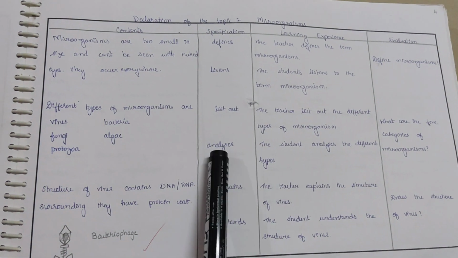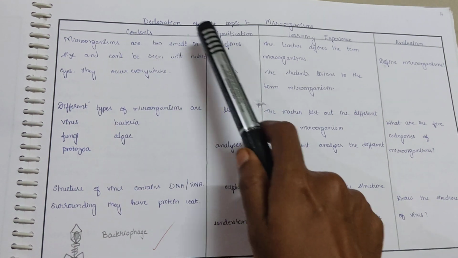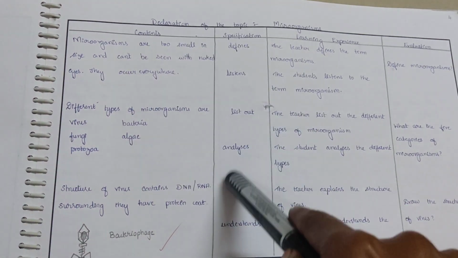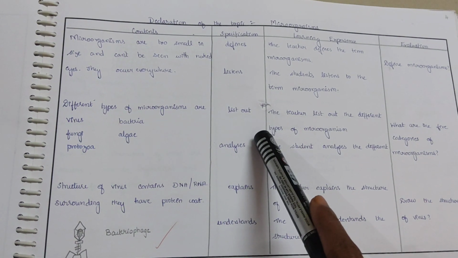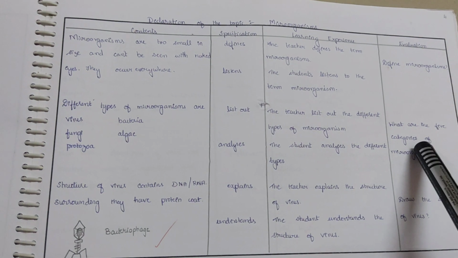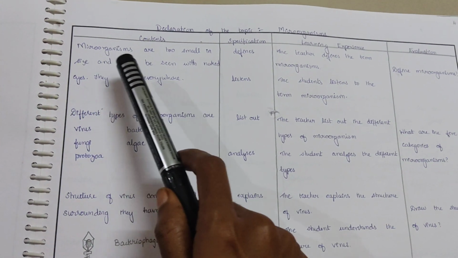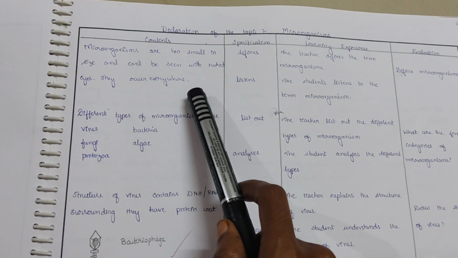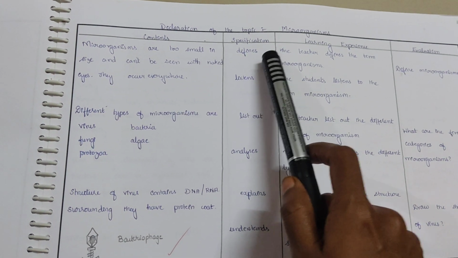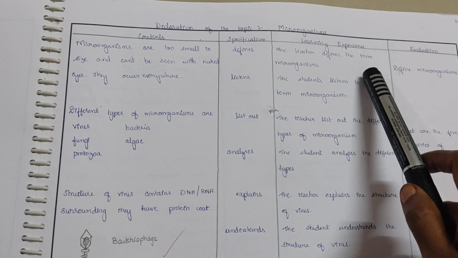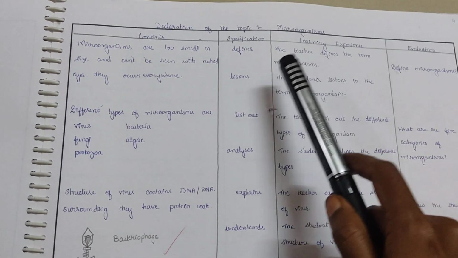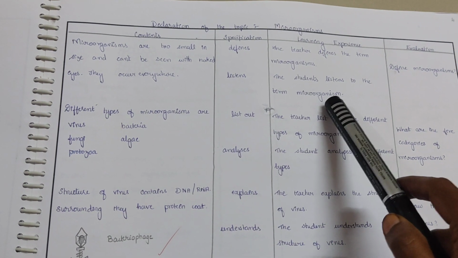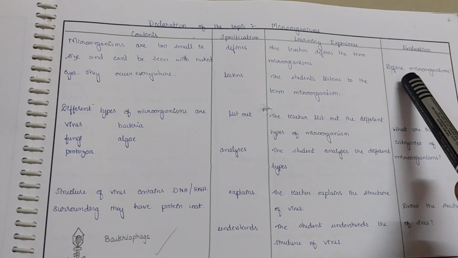So here comes our main part in the next page. That is the declaration of the topic, the lesson name, microorganisms, and we have to subdivide it as content, specification, learning experience and evaluation. I have written: microorganisms are too small in size and can't be seen with naked eyes. They occur everywhere. This is a definition I am giving them. I have written that the teacher defines the term microorganism. So what is the student doing? Listens. The student listens to the term microorganism. Evaluation will be: define microorganism.